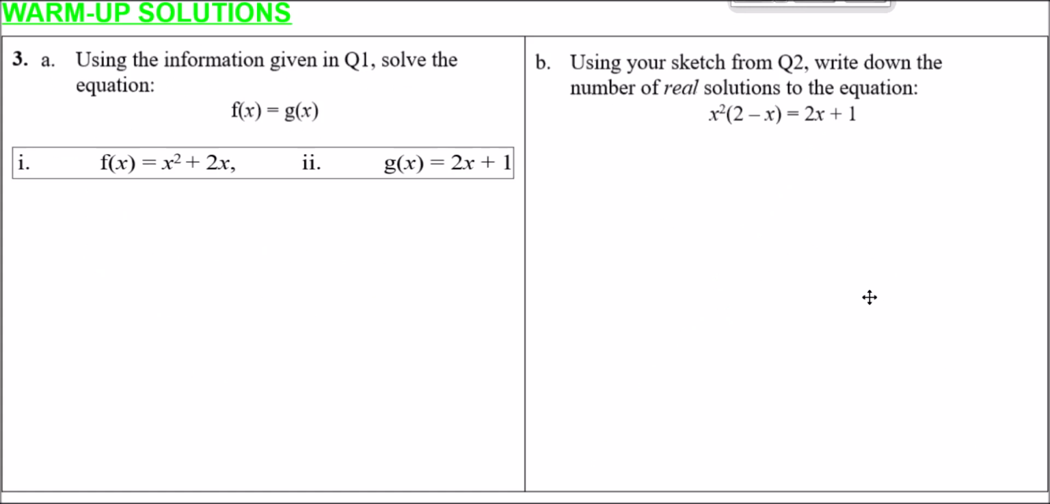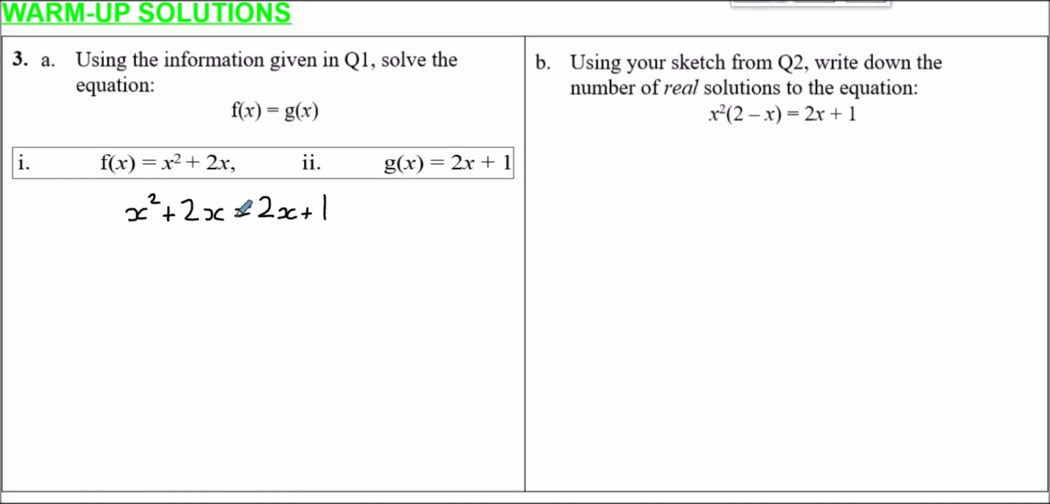Now for question 3, we're told to use information in question 1 to solve the below equation, f of x equals g of x. So f of x was x squared plus 2x, and g of x was defined as being 2x plus 1. And so if we're setting one equal to the other, all that means is we need to solve where f of x, which is x squared plus 2x, is equal to g of x, which is defined as 2x plus 1.